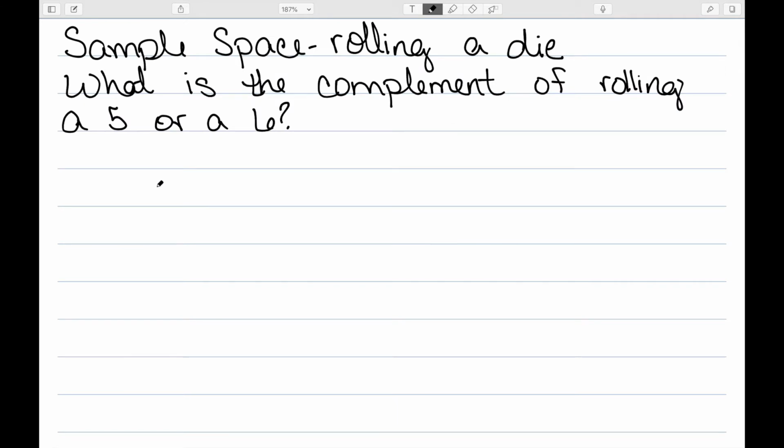Let's let our sample space be rolling a die. What is the complement of rolling a 5 or a 6? So I want everything else I could possibly roll. A 1, a 2, a 3, and a 4.